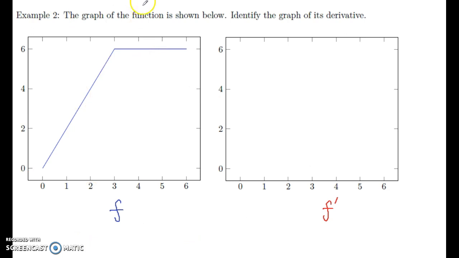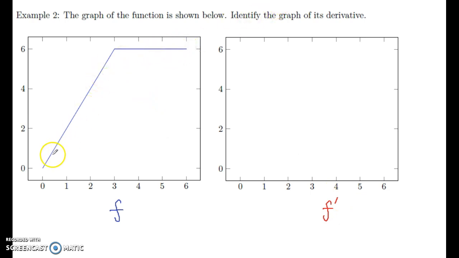Section 2.2, the derivative as a function. Example 2. The graph of the function is shown below. So this continuous function is your f. We want to identify the graph of its derivative, meaning just draw the derivative f prime.